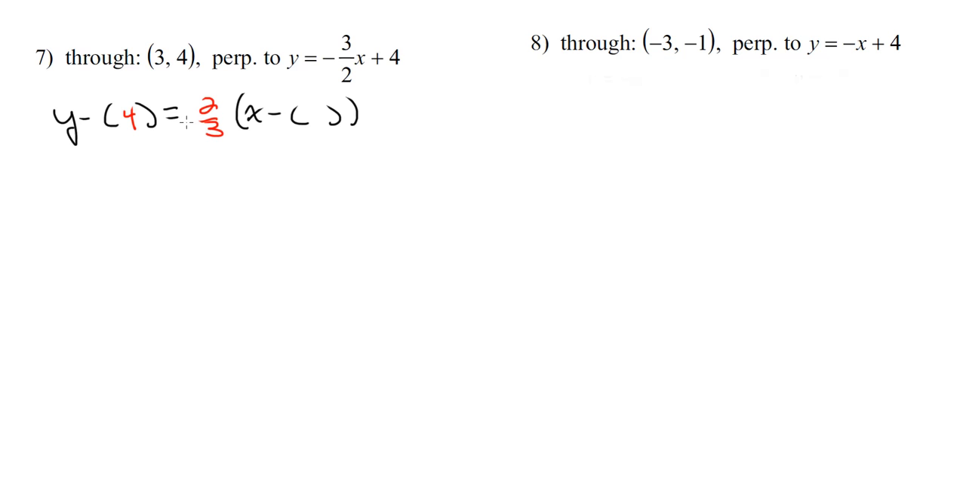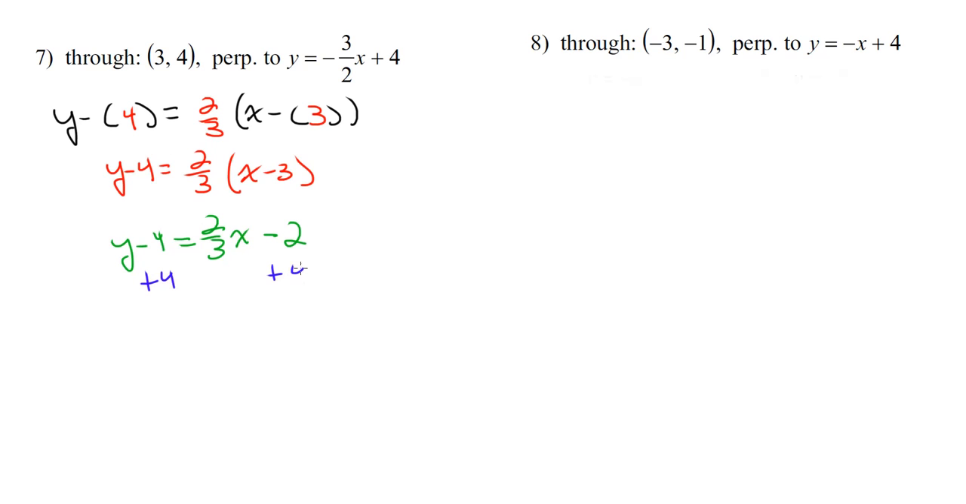Y1 is 4. X1 is 3. Simplify. Y minus 4 equals 2/3 times x minus 3. We're going to distribute. 2/3 times x is 2/3 x, and 2/3 times negative 3 is going to be negative 2. Next, we just need to add 4 to both sides. We get the equation y equals 2/3 x plus 2.